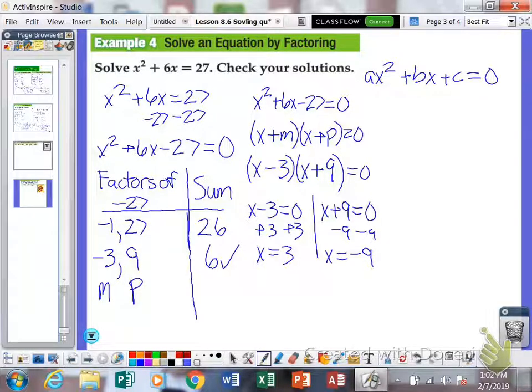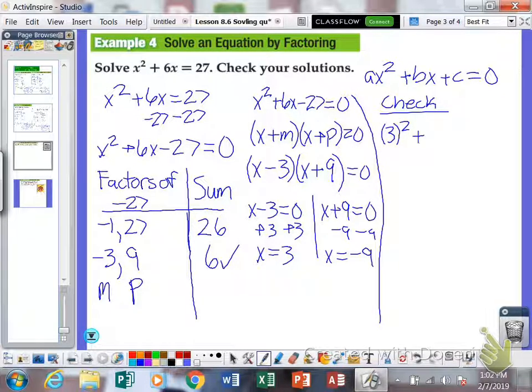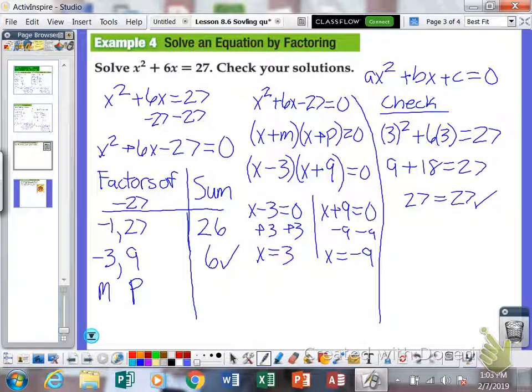But I want to see if both of these solutions are correct. And to do that, all we do is substitute both of them back into our original equation. So I'm going to write my check here. We'll start with 3 squared plus 6 times 3, 9 plus 18 equals 27, and 27 equals 27. So my solution of x equals 3 does work here.